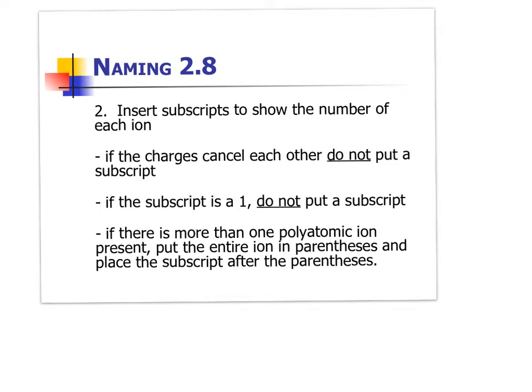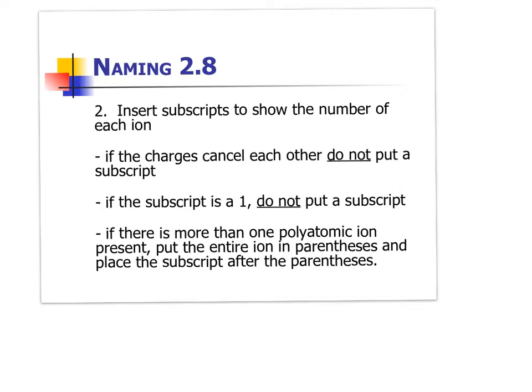If there is more than one polyatomic ion present, meaning that they don't add up, you will have to put the full polyatomic ion in parentheses. And that is so important because a lot of things can go wrong, as I'll indicate when we do a few examples. The better you know your polyatomic ions, the more correctly you will put the parentheses around them. So the second step is inserting those subscripts to show the number of each ion.